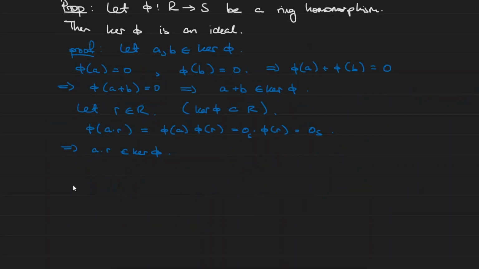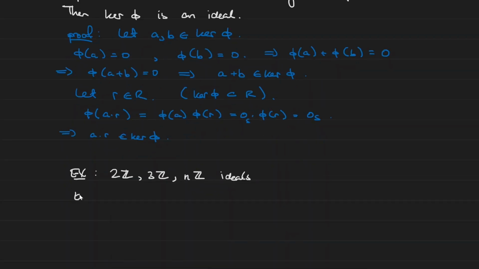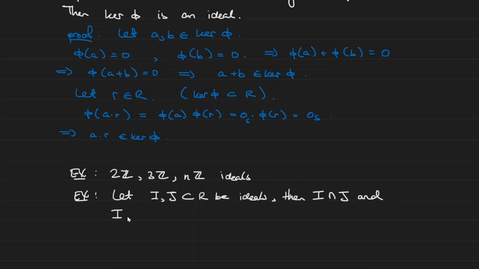Some other examples of ideals, if you take a look at the integers, you could have 2Z, 3Z, and in general nZ, these are ideals. And as an exercise, you can show that if you have two ideals of a ring, then the intersection is also an ideal, and the sum of the two ideals, which is defined as follows, I plus J, is equal to the set of all elements i plus j, where i is in I and j is in J. This is also an ideal.